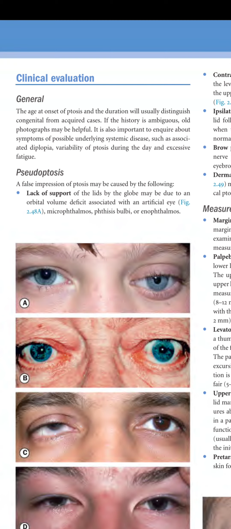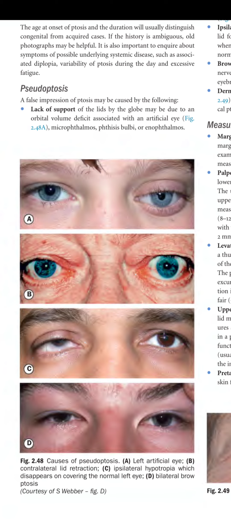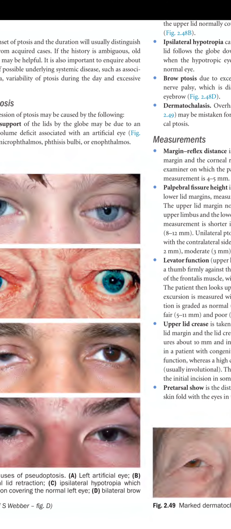It is basically the deficiency in the orbital volume that is causing the impression of ptosis. So you can see figure 2.48a, and you can see the ptosis, left artificial eye ptosis. So you can see that there is a ptosis, but it is a prosthetic eye which is causing the ptosis of the eye.